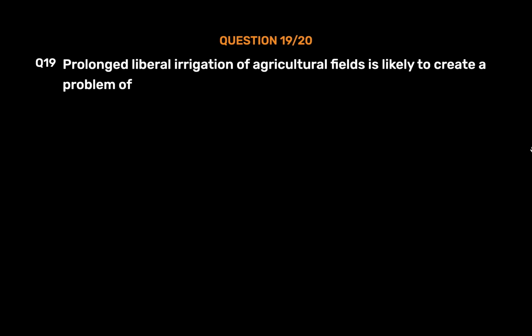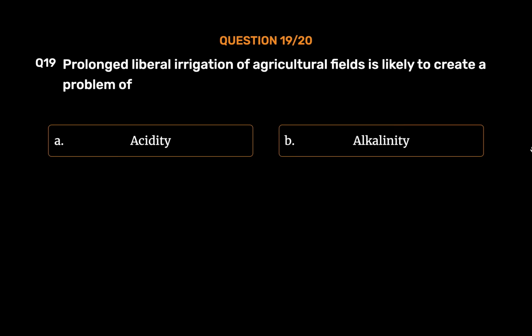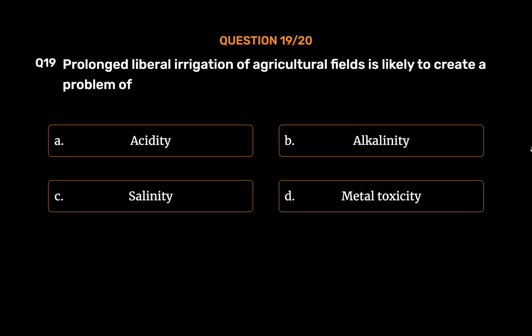Question number 19. Prolonged liberal irrigation of agricultural fields is likely to create a problem of Option A, acidity. Option B, alkalinity. Option C, salinity. Option D, metal toxicity. The correct answer is option C.